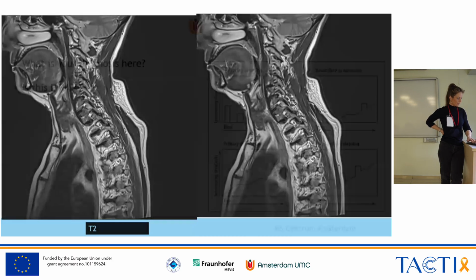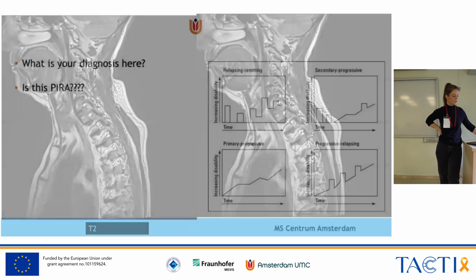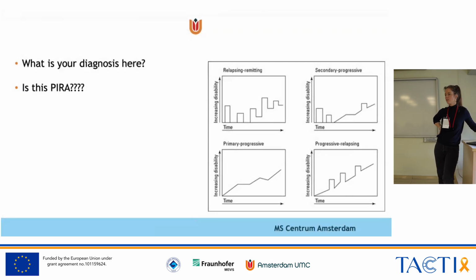So, what is our diagnosis here? And should we call this PIRA? Does she have MS? And what is the disease course at the moment with the slowly progressive walking problems? Secondary progressive, yeah, I think so too.